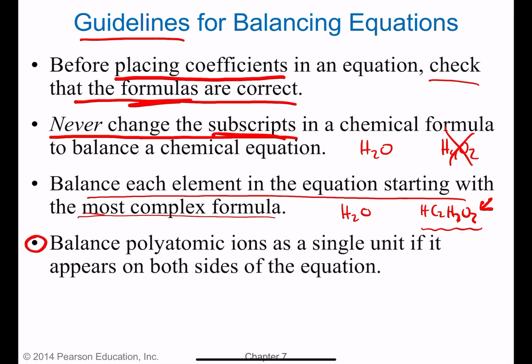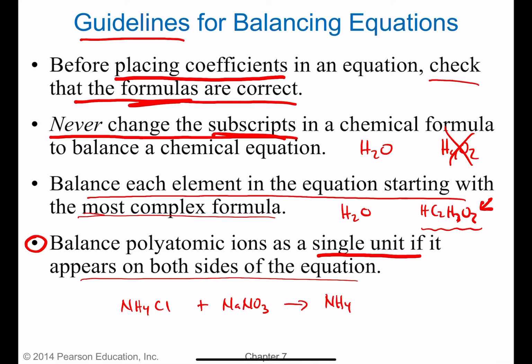Another hint that you can do, it says balance polyatomic ions as a single unit if it appears on both sides. So for example, if we have NH4Cl plus, just making up an example off the top of my head, NaNO3, and then yields NH4NO3 plus NaCl. They're saying that these polyatomic ions, the ammonium and the nitrate, you just treat them as a single unit, almost like it's its own element for balancing.